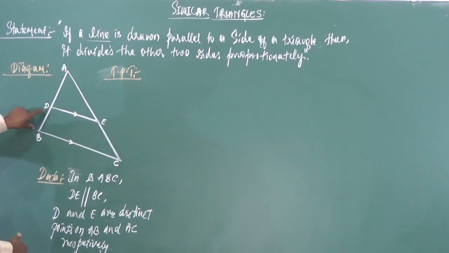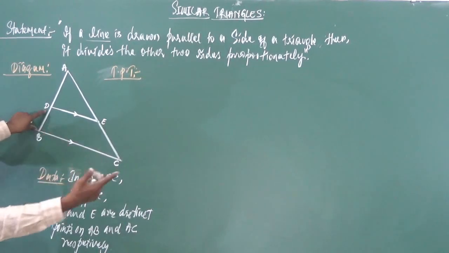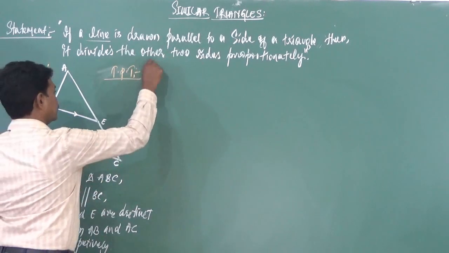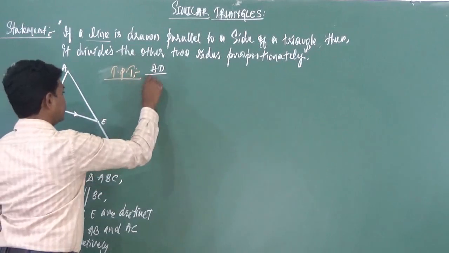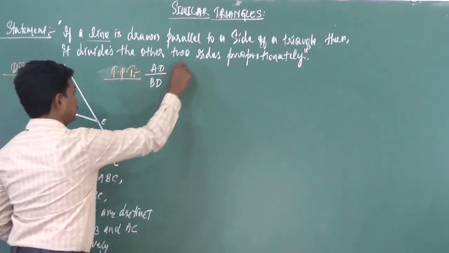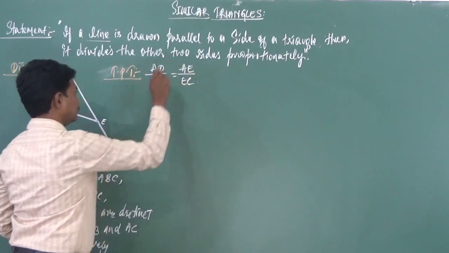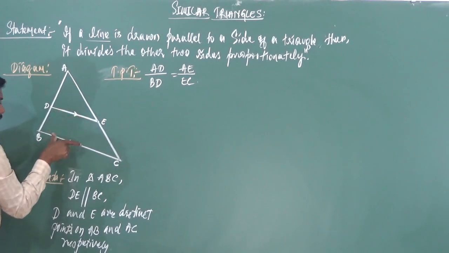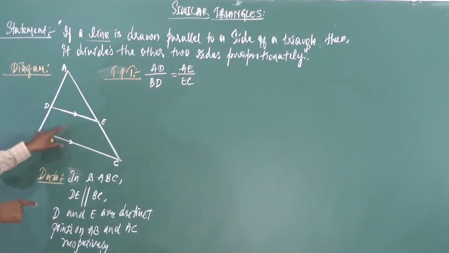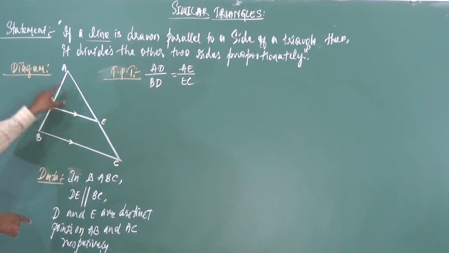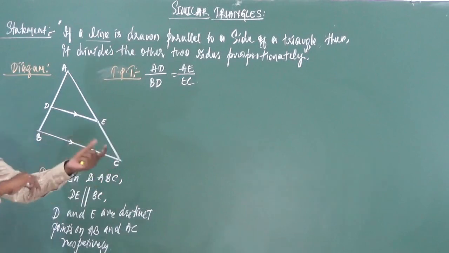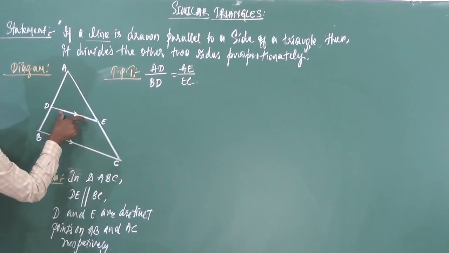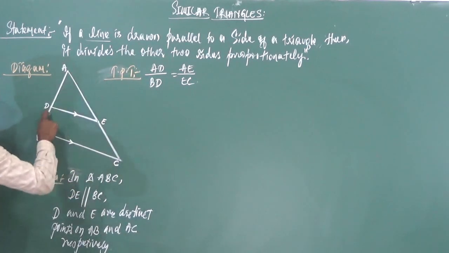So AD is to BD can be written as AD by BD, and AE is to EC can be written as AE by EC. So you have to prove that AD by BD is equal to AE by EC. So this is the thing we have to prove. When you draw a line parallel to a side, this is compulsory. If you do not draw the line parallel to this side of the triangle, then it won't divide these 2 sides in the same ratio. Maybe the ratio may completely change. So if this line is drawn parallel to a side of the triangle, then this line divides the other 2 sides of the triangle in the same ratio.